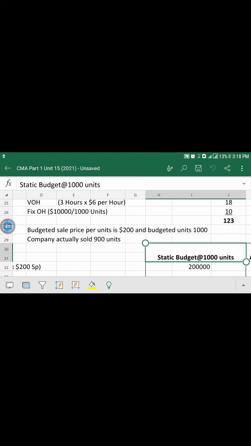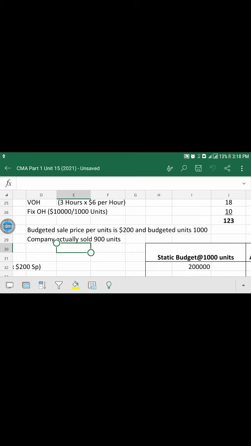If the fixed cost we see there, if you just keep the $10, it is okay. Otherwise we had already the 10,000 fixed overhead cost, so we will divide by the 1,000, and we will get that. Okay, so you understood what the budgeted sales price is. So budgeted sales price per unit is $200, and budgeted unit is 1,000. Okay, so it's a budgeted.